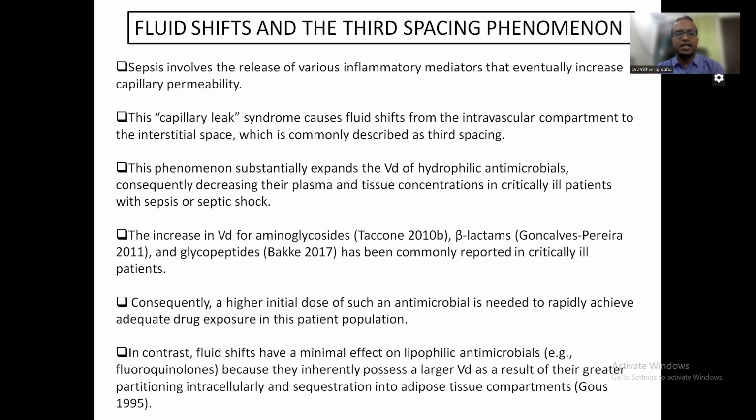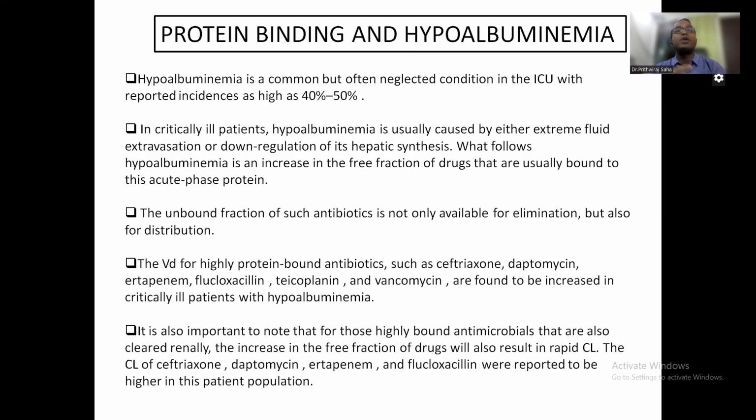There is a fluid shift in the third spacing, which we have already discussed. For protein binding, we do not usually care about the albumin. We only see albumin when the BP is low, but it is not only the case when the BP is low. In hypoalbuminemia, the drugs which are very much bound to protein get easily excreted through the kidney, because the free, unbound fraction of such antibiotics is not only available for elimination, it also gets distributed.